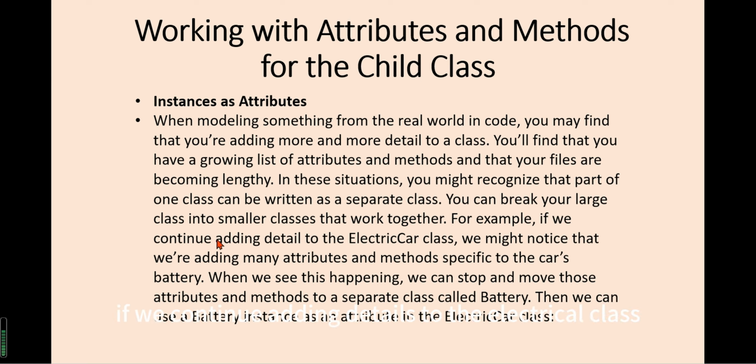For example, if we continue adding details to the electric car class, we might notice that we are adding many attributes and methods specific to the car's battery. When we see this happening, we can stop and move those attributes and methods to a separate class called battery. Then we can use a battery instance as an attribute in the electric car class.